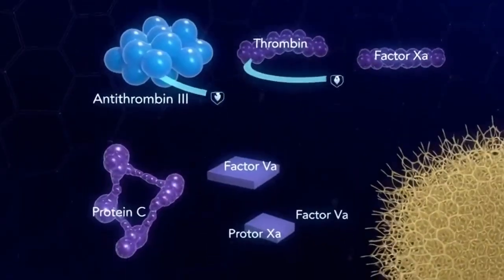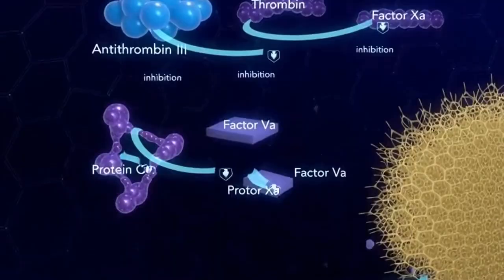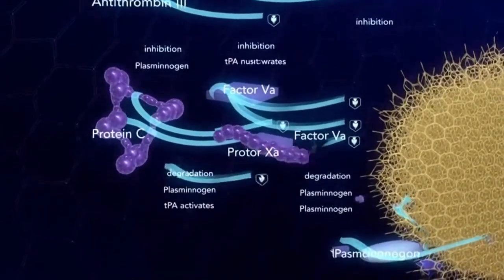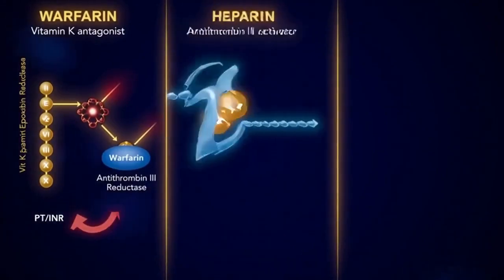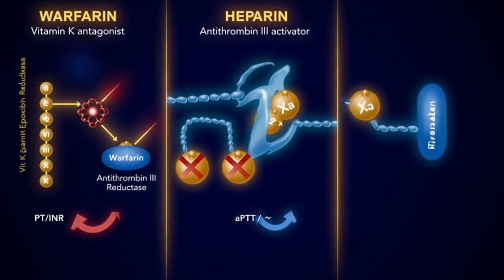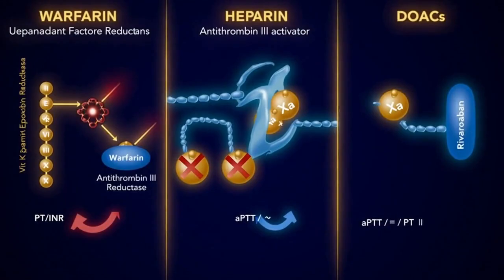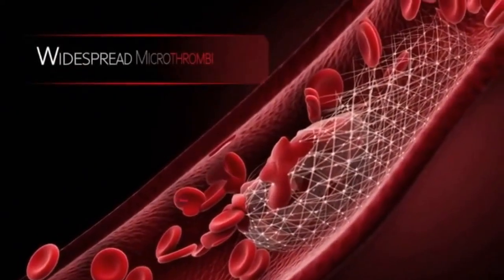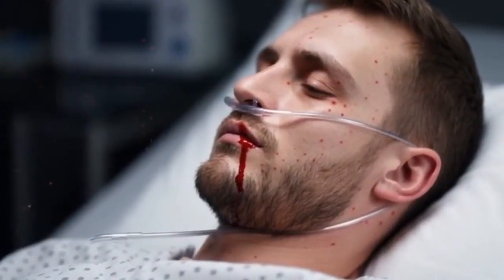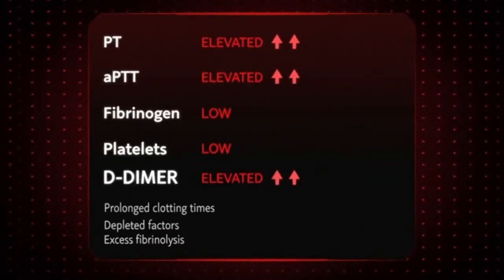It is a serine protease with multiple critical functions. It cleaves fibrinogen into fibrin monomers, activates factor XIIIa, which cross-links fibrin into a stable mesh, activates factors V and VIII in a positive feedback loop, massively amplifying clot formation, activates platelets, and activates protein C, which eventually limits coagulation through negative feedback.